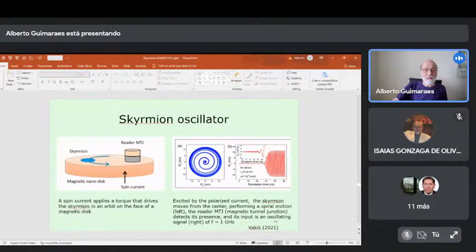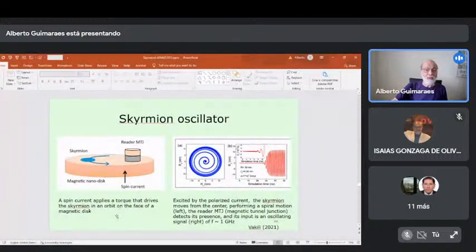Skyrmions have also been used for other things. For example, here, a skyrmion in this magnetic disk, under the effect of spin current, starts to turn. There is a reader here, therefore the motion of the skyrmion is like that, and the output measured at the reader is oscillating. So this is an oscillator in the gigahertz region proposed for skyrmions.